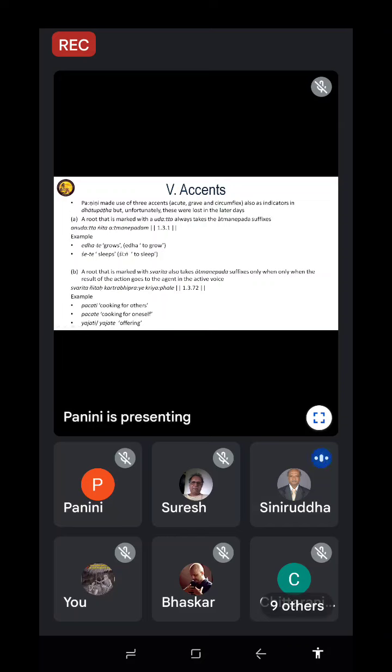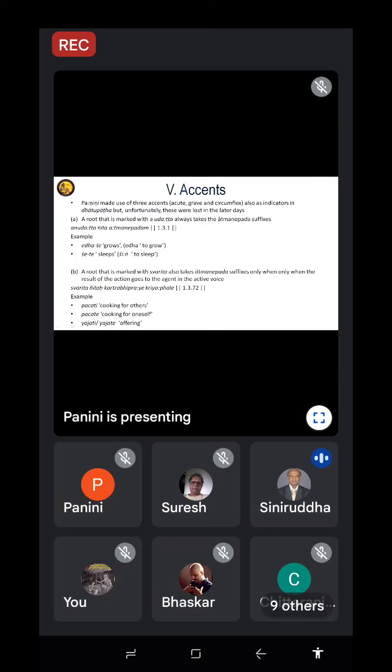A root that is marked with svarita: there is another sutra, svaritañitaḥ kartrabhipraye kriyāphale. If it is svarita or Ñit, we get ātmanepada too. For the ātmanepada suffix, you need these anubandhas. Like pac dhatu, pacati. The pac dhatu is with svarita, that is why for cooking it is pacati. And if it is ātmanepada, it is pacate. Both the forms are there.